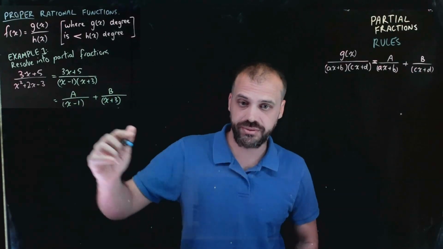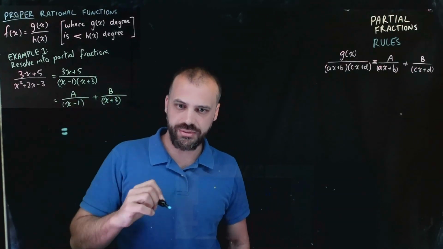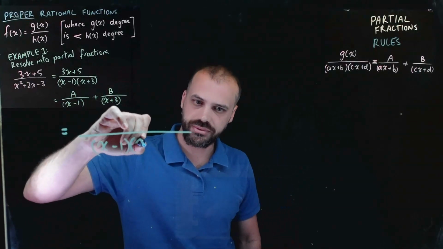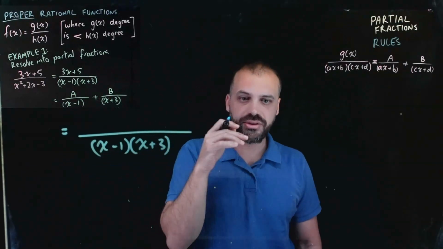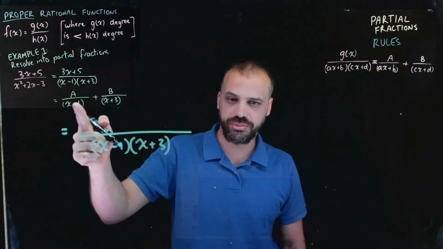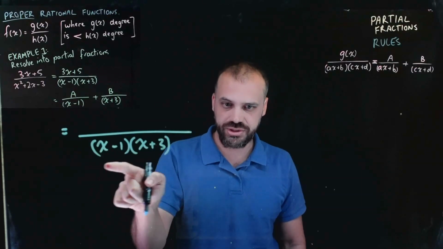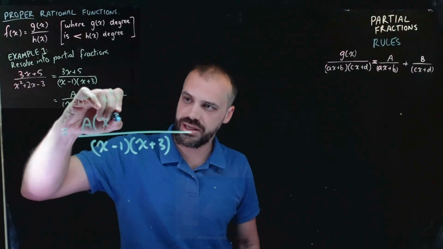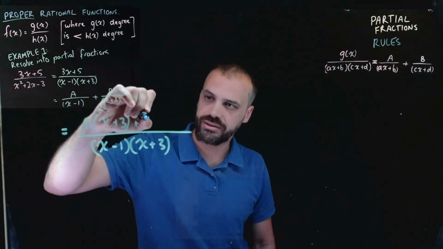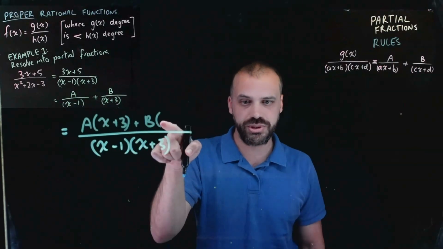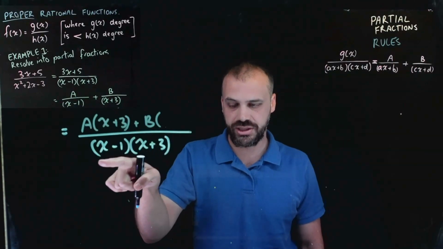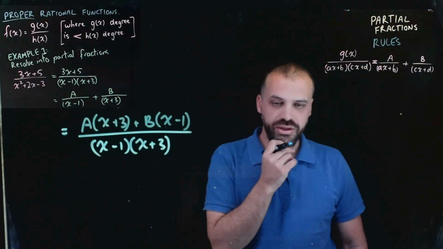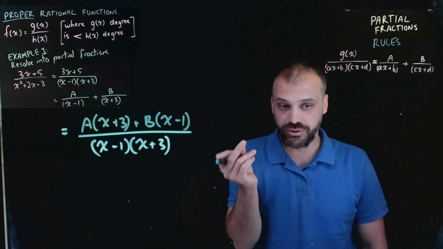So let's correct it. What we really need is something more like all over x minus 1, x plus 3. And then the question we ask ourselves is, what do I need to multiply a by to make it have this denominator? And the answer is x plus 3. So we get a times x plus 3. And we get b times, and what do we need to multiply that fraction by to get it over this denominator? x minus 1. Alright, so that's what should have happened from here.